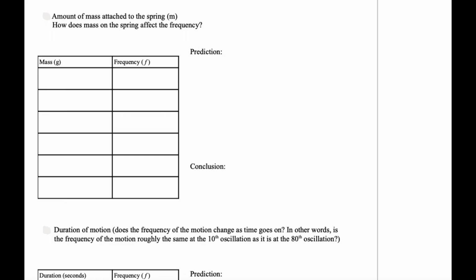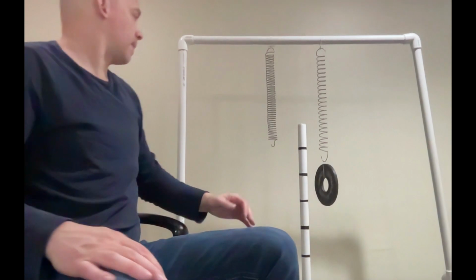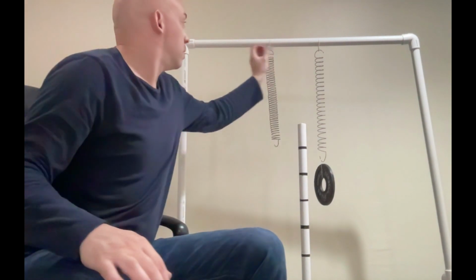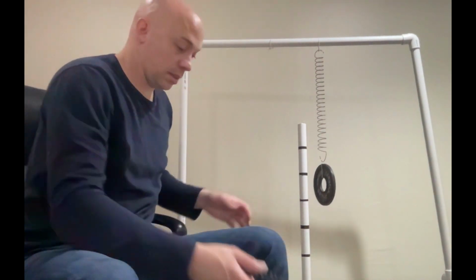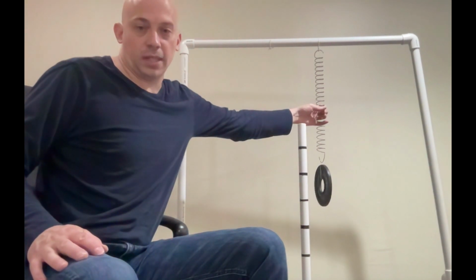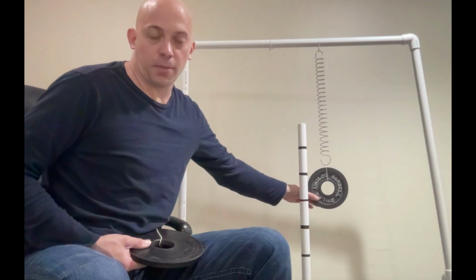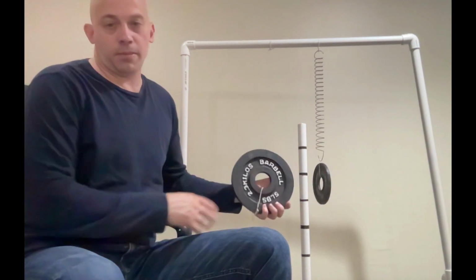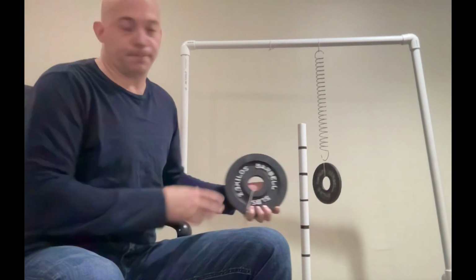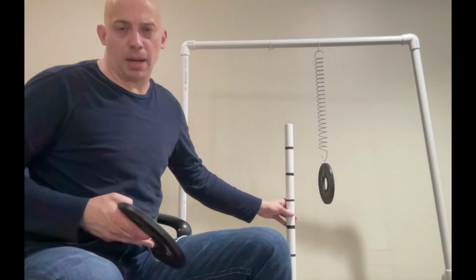So another thing we'd like to investigate is, does the size of the mass that's hanging from the spring affect the frequency of the oscillation? So what we can do is we'll this time use the same spring. So instead of using this one, we'll just use this spring both times. One time we'll hang the small mass from it, and then another time we can hang the larger mass from it. And we'll see how the frequency responds.